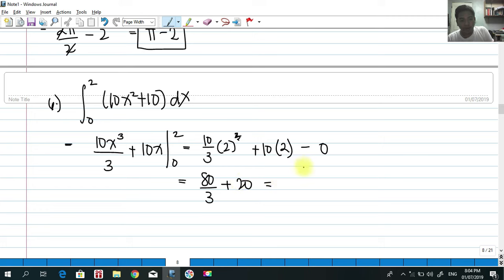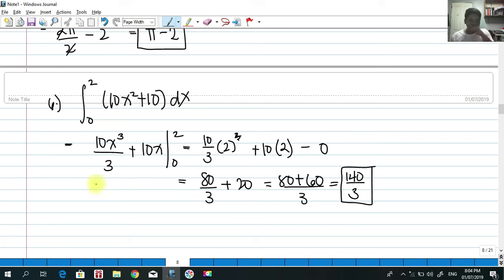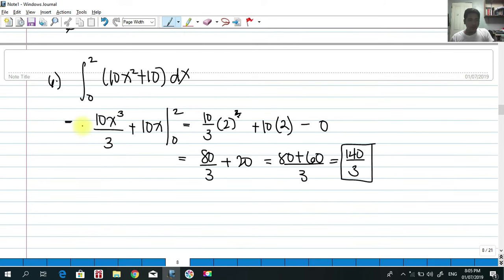So we have 80 plus 60 over 3, that is 140 over 3. Can we still simplify this? No. So this is the answer for our definite integral here. Pretty much easy, right? So let's try another one. Some easy examples. The integral from 0 to 2 of t squared plus 1 dt.